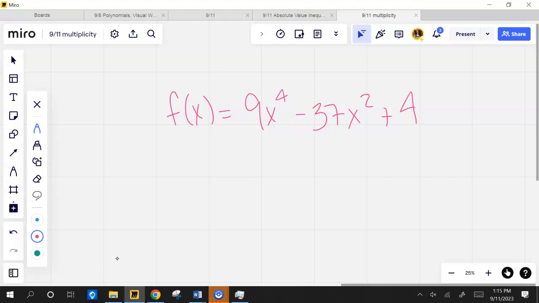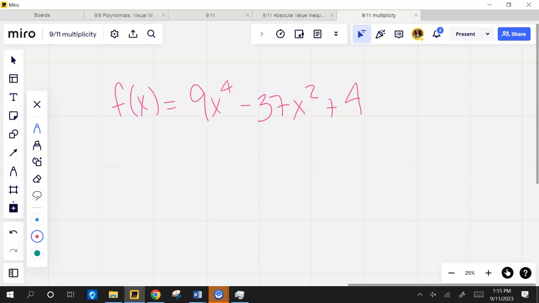You can still factor it like normal. If this exponent is even, this second exponent is half of the first and then there's a constant at the back, I can factor it like normal.